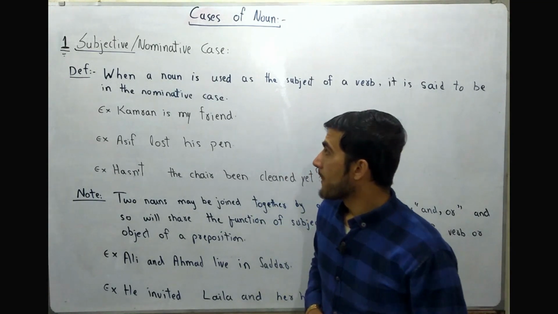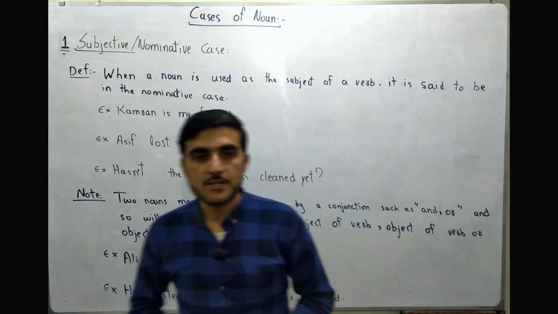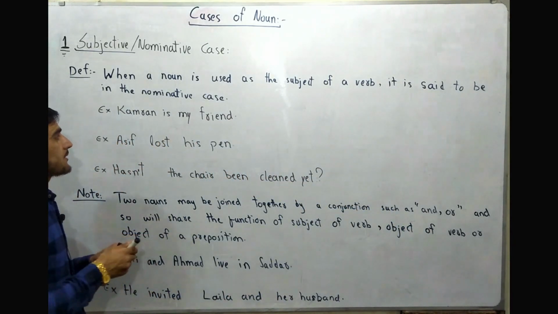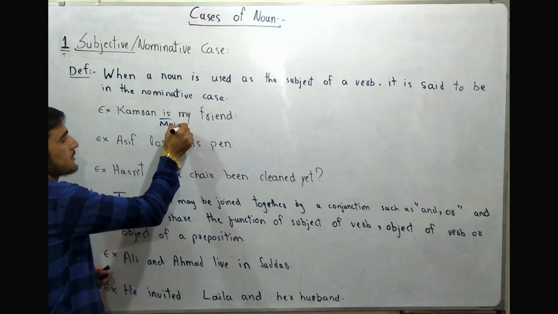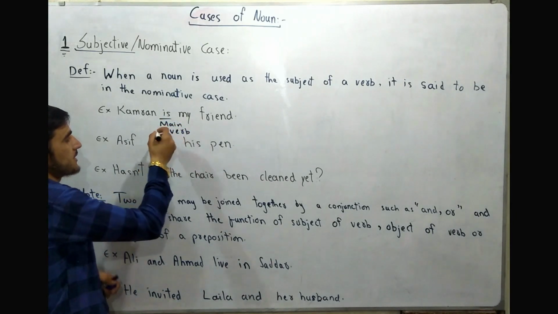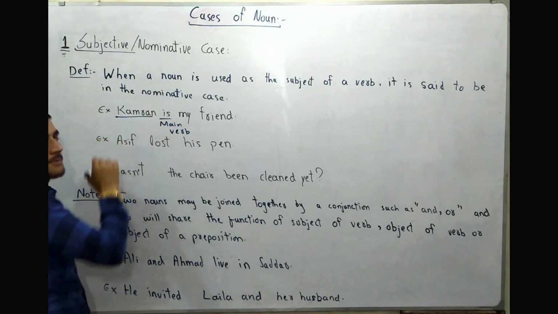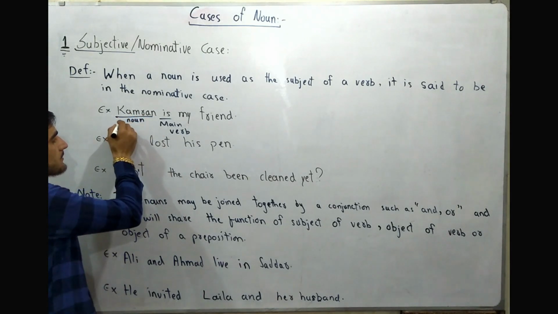when a noun is used before the main verb to function as the subject of a sentence, it is called subjective or nominative case. So now look, I have given some examples. The first example which we have is: Kamran is my friend. In this example, is is the main verb of the sentence. Kamran is a noun and it is used in place of the subject.